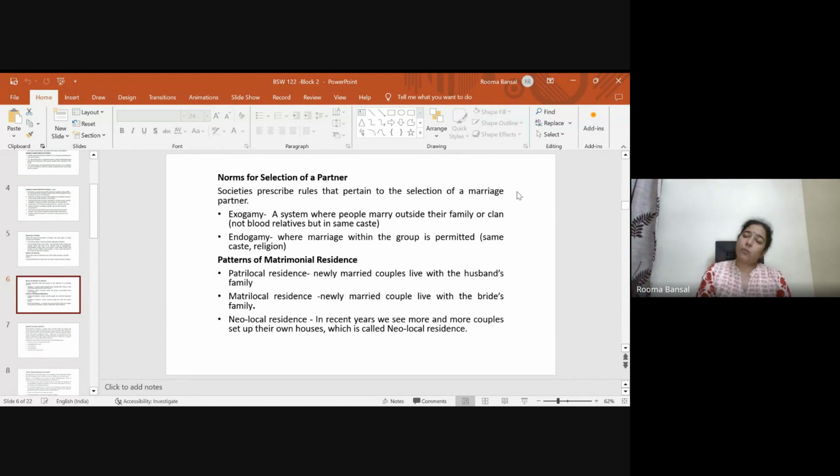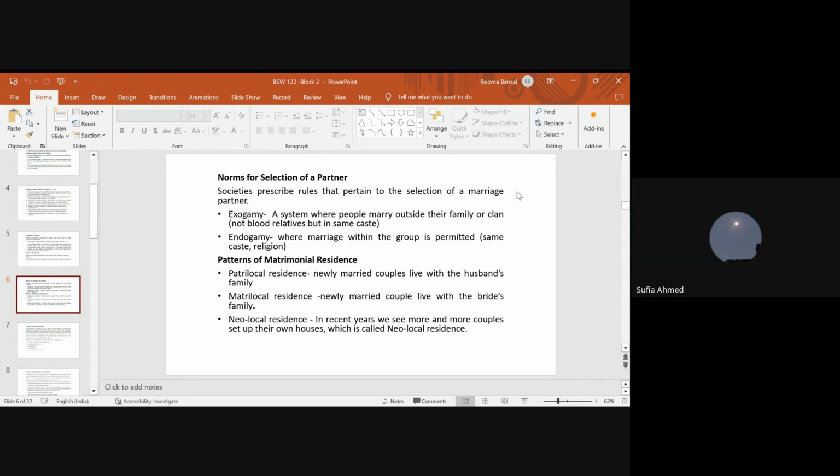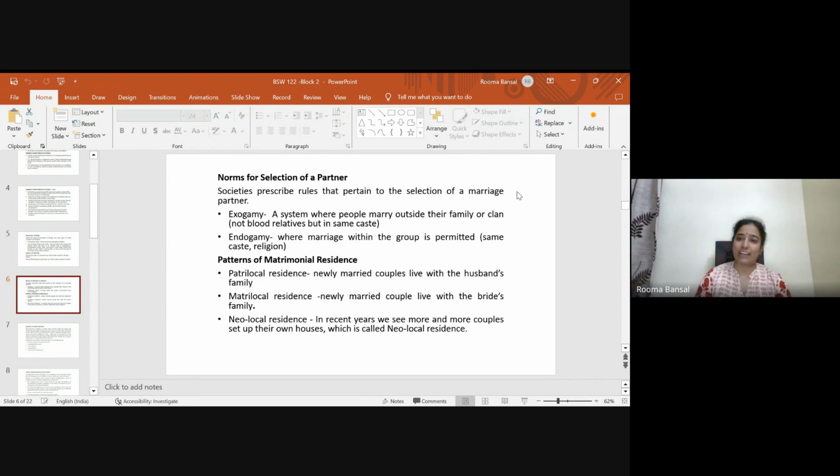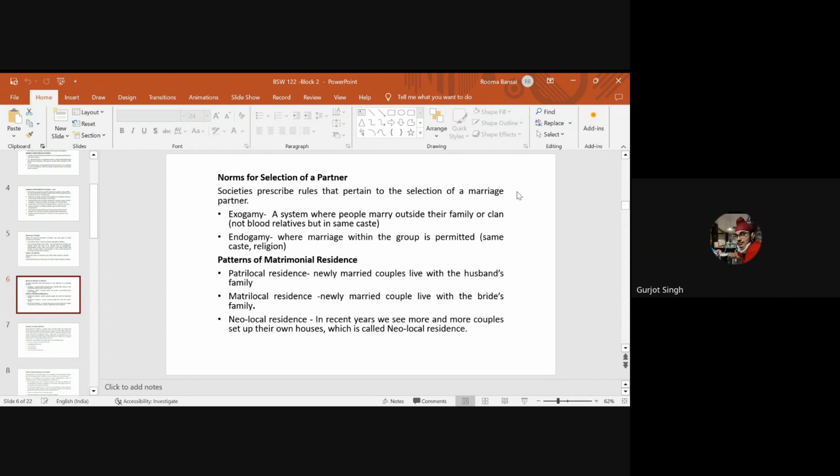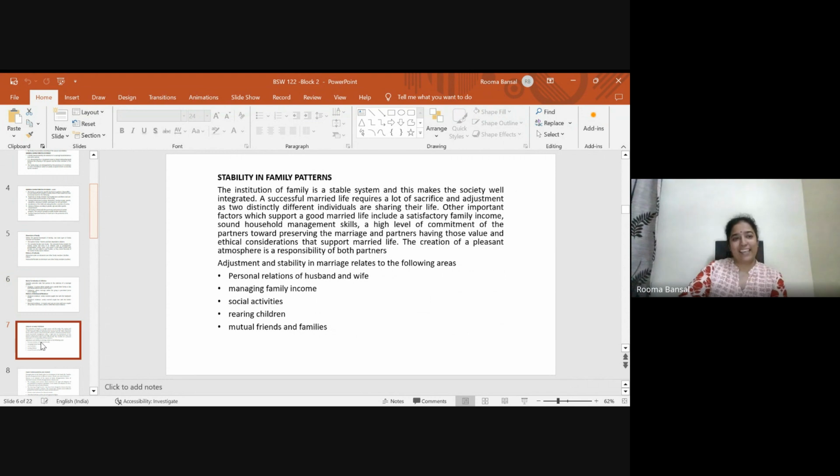This practice we find in the same city also, where parents and kids are living separately. So neo-local residence means husband and wife, the newly wedded couple, are setting up their own house. Okay, is the pattern of matrimonial residence clear? Yes, ma'am. It's clear.